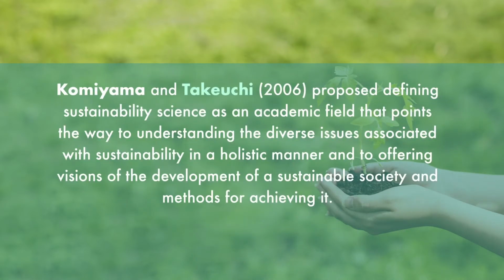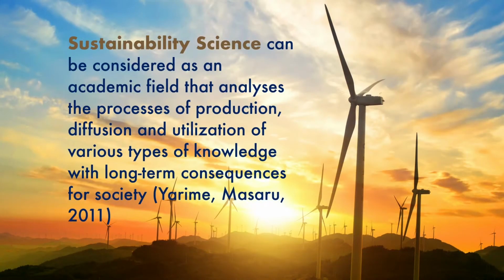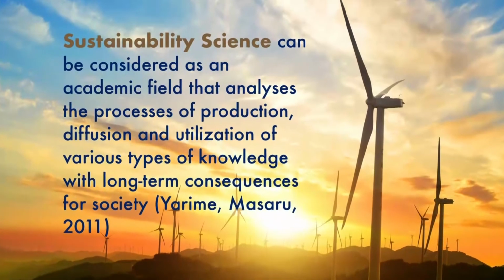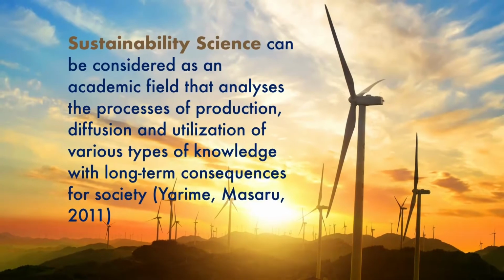Other authors, Komiyama and Takeuchi, propose the definition of sustainability science as an academic field that points the way to understanding the diverse issues associated with sustainability in a holistic manner, and to offering visions of the development of a sustainable society and the methods for achieving it. Sustainability science can also be considered as an academic field that analyzes the process of production, diffusion, and utilization of various types of knowledge with long-term consequences for society.